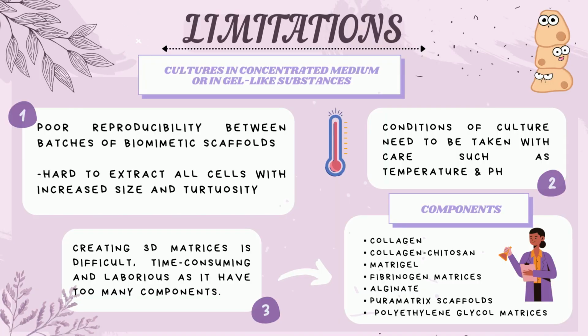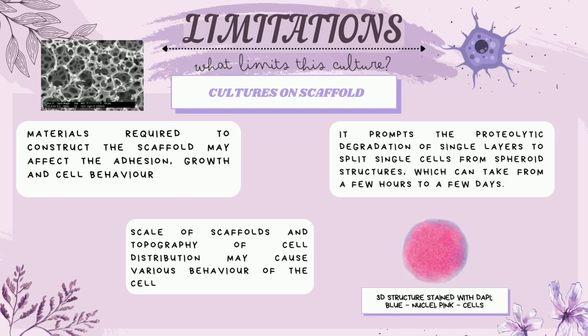For limitations, let's see under cultures in concentrated medium or in gel-like substances. Firstly, the cultures in here are poor to reproduce between batches of biomimetic scaffolds, which can make it hard to extract all cells with increased size and tuberosity. Second, conditions of culture need to be taken with care, such as temperature and pH, which often makes them difficult to use. Third, creating 3D matrices is difficult, time-consuming, and laborious, as it has too many components such as collagen, chitosan, matrigel, fibrinogen matrices, alginate promatrix scaffolds, and polyethylene glycol matrices.